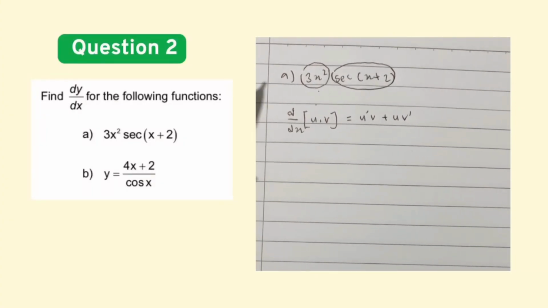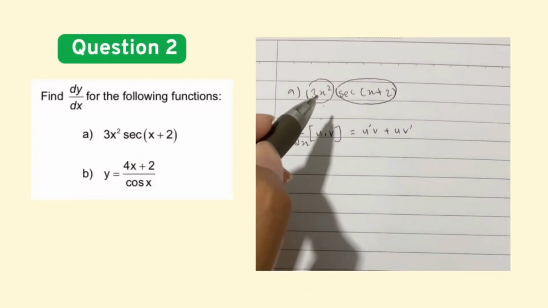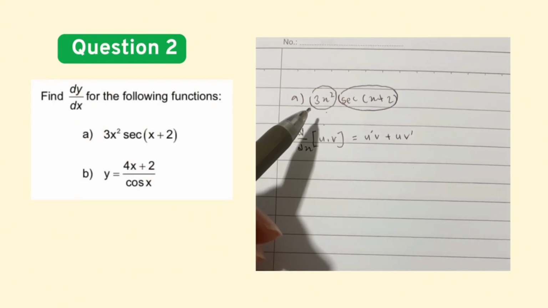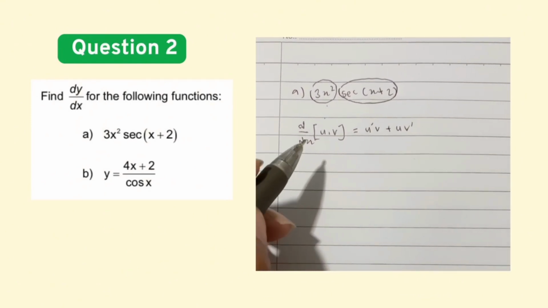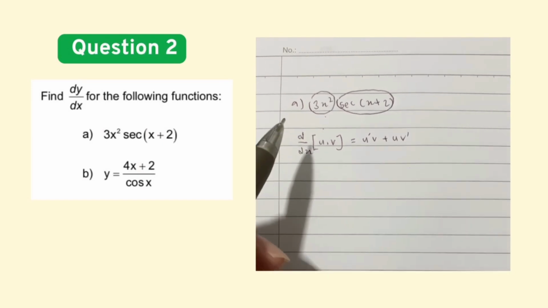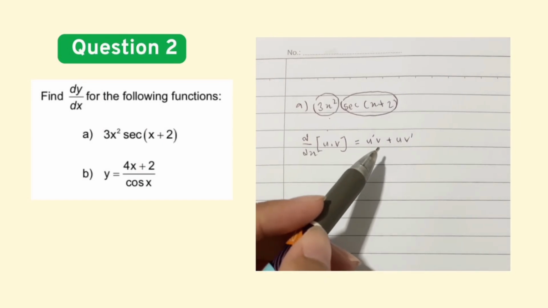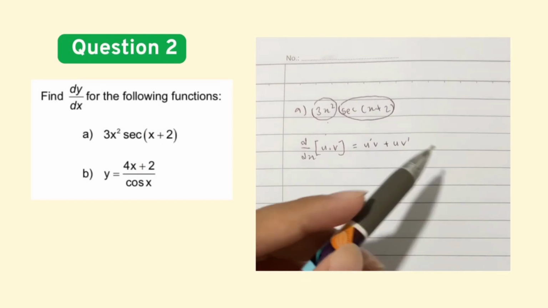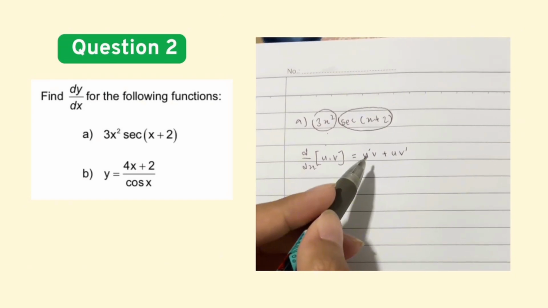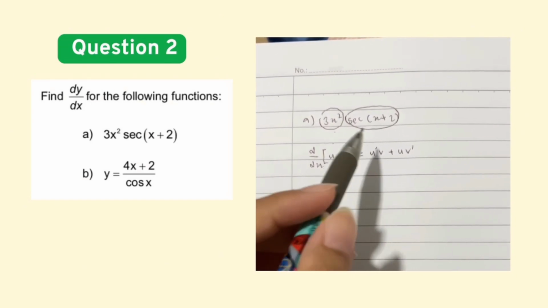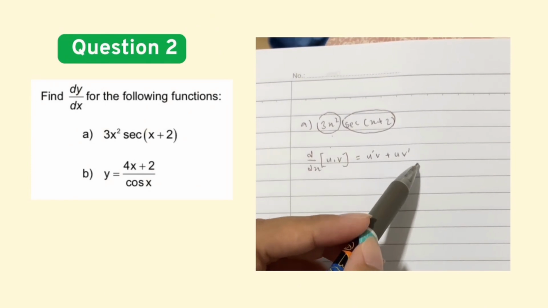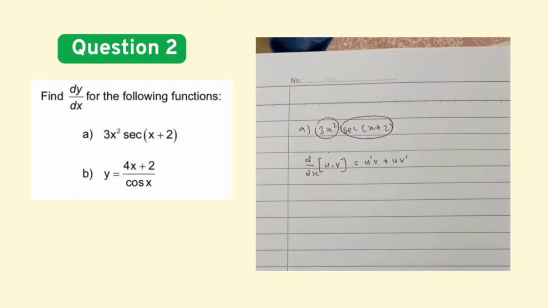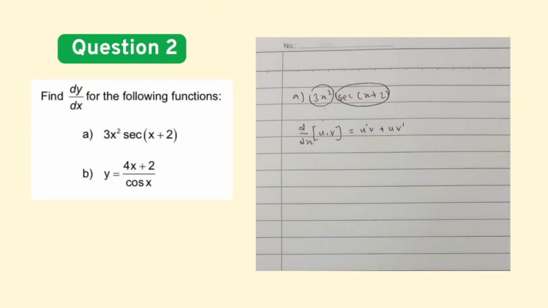So for part A, we can see that this is the product of two functions, which is 3x squared and sec x plus 2. So by knowing this, we can apply the product rule, which is d over dx of u times v equals u prime times v plus u times v prime, where u prime is the derivative of u, v is the second function, u is the first function, v prime is the derivative of v. So now we have to define our parts.